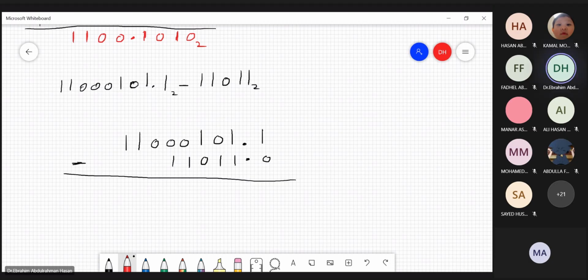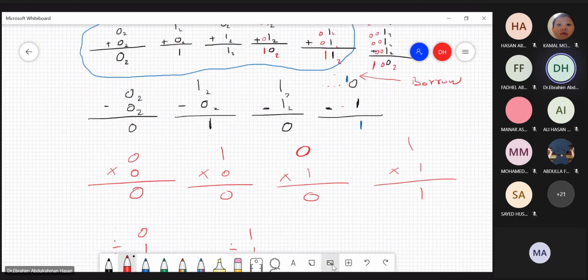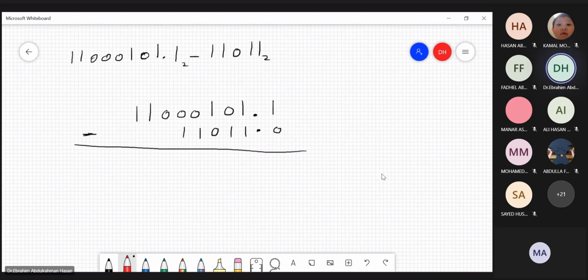Okay, let's القاعدة: 0 minus 0 is 0, 1 minus 1 is 0, 1 minus 0 is 1, and 0 minus 1 is 1 borrow 1. Okay, تنسى هذه. So we are going to apply this one now. طيب. So 1 minus 0 it is equal to 1. 1 minus 1 it is 0.